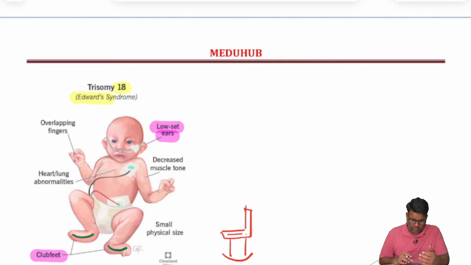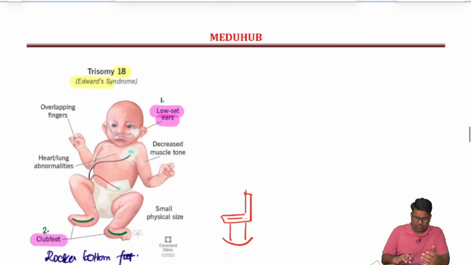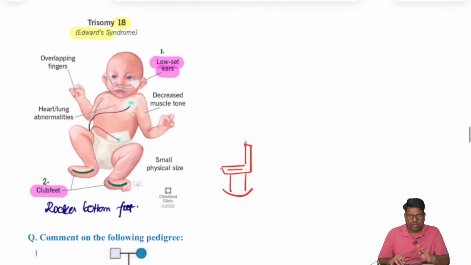So these are two important points for Edwards syndrome, that is trisomy 18, right? Apart from that, there are many other features, but the moment you find these two features, think of Edwards syndrome, which is trisomy 18, right?